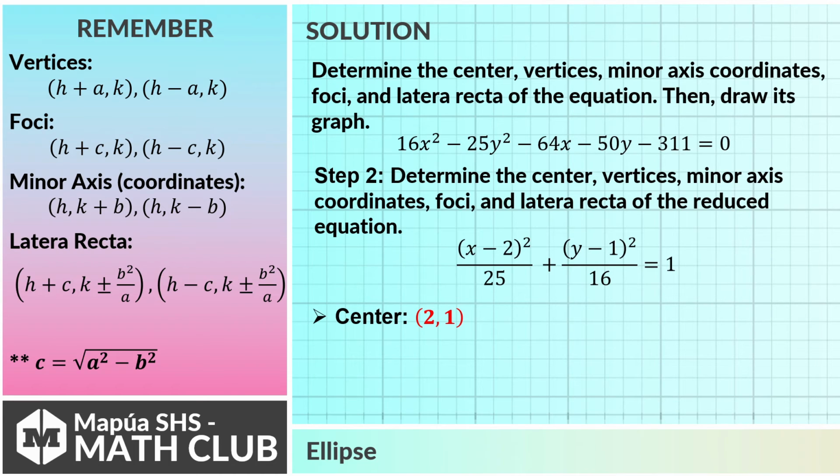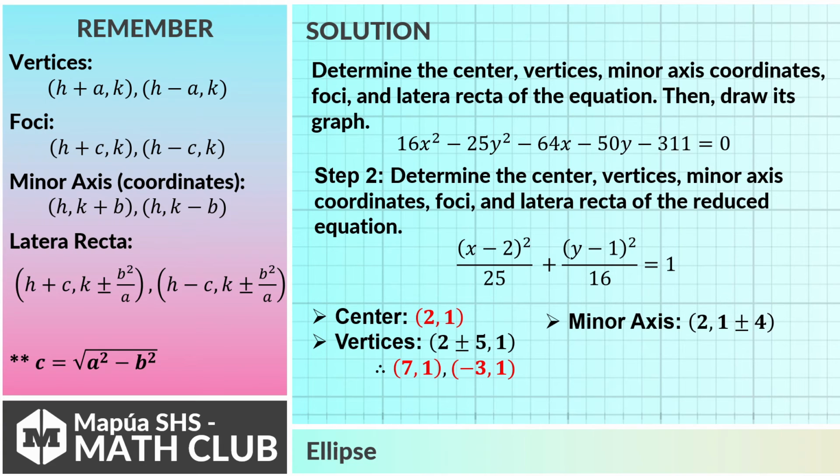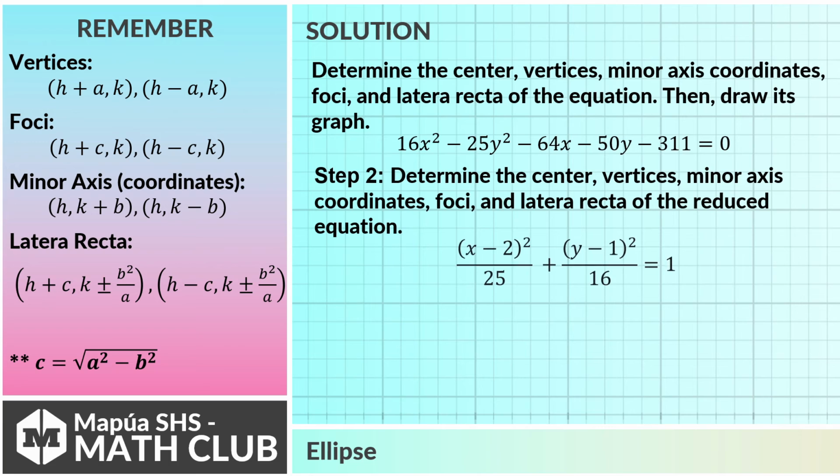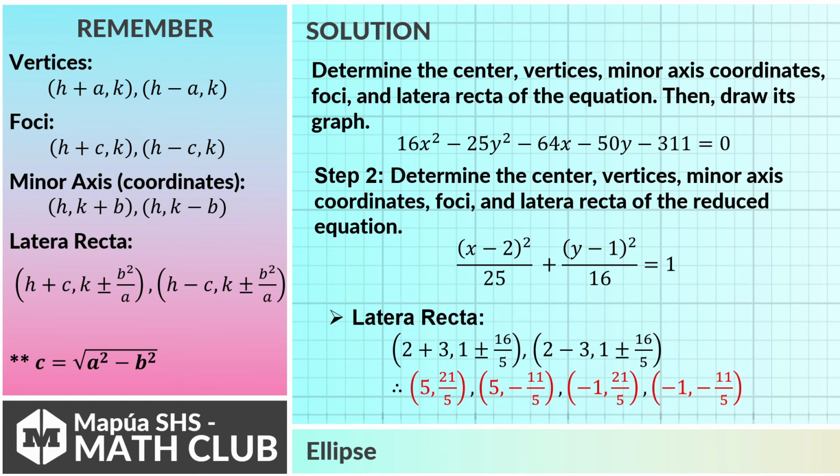Now we can just simply follow the formulas on the remember board so we can get the coordinates of the parts of an ellipse. Therefore, the coordinates for the vertices are (7, 1) and (negative 3, 1), while the minor axis coordinates are (2, 5) and (2, negative 3). The foci coordinates are (5, 1) and (negative 1, 1), while the coordinates of lateral recta are (5, 21 over 5), (5, negative 11 over 5), (negative 1, 21 over 5), and (negative 1, negative 11 over 5).